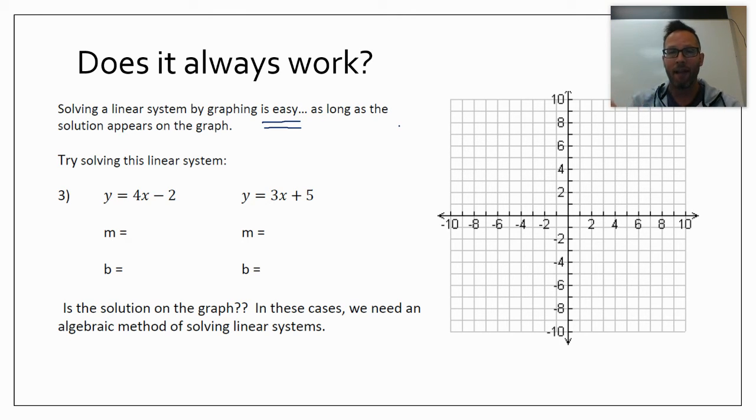Now, the caveat is, you can read off the point of intersection if it fits on your graph. As long as the point of intersection has numbers that are, in this case, not bigger than 10 or less than -10, it'll show up on my graph, but that's not always the case. So try solving this linear system. So one more to try.